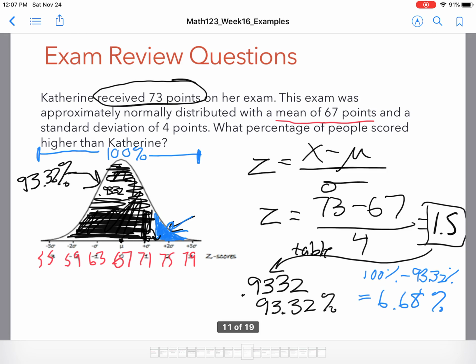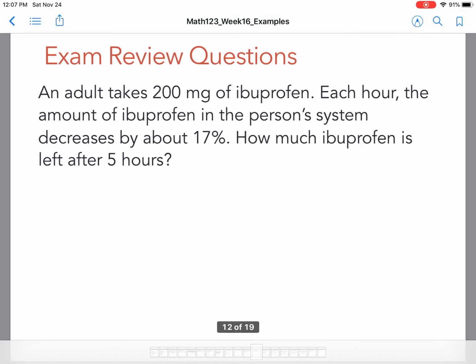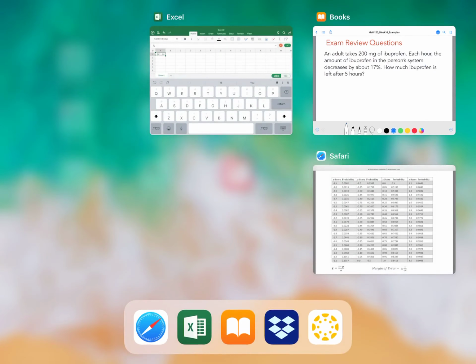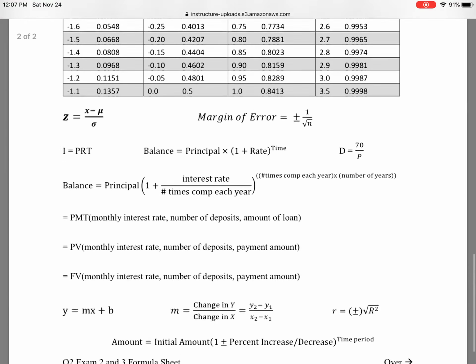All right, let's take a look at the next example. So this one, we have an adult takes 200 milligrams of ibuprofen. Each hour, the amount of ibuprofen in the person's system decreases by about 17%. How much ibuprofen is left after 5 hours? So this is actually going to be an exponential question, and I believe, let me look at our formula sheet for a minute. I think we have something here that will help us.